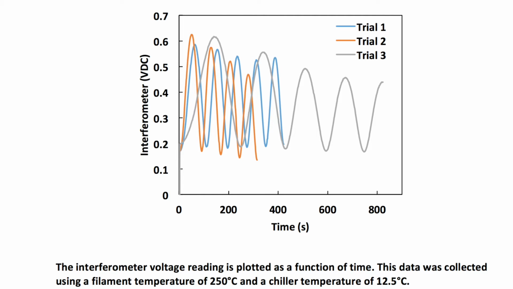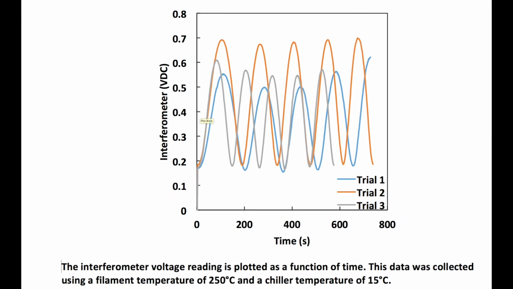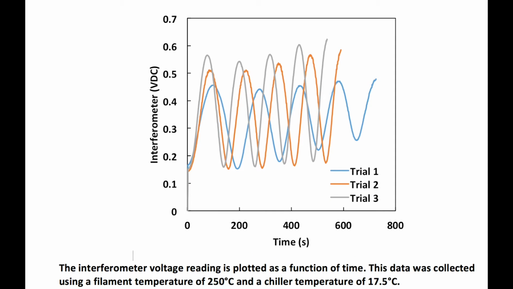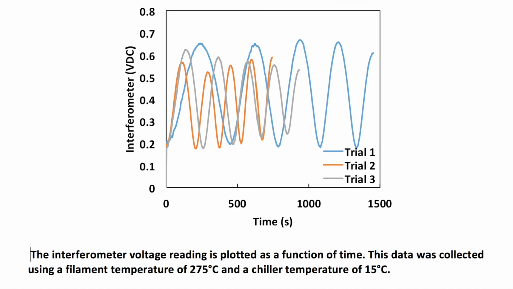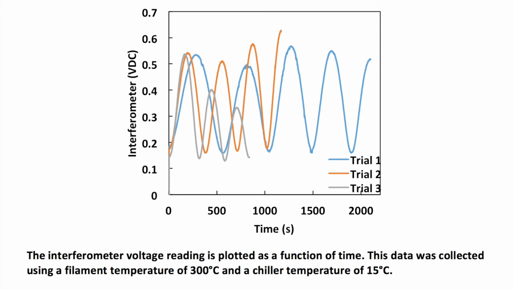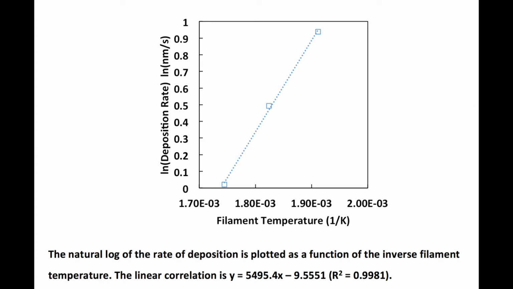The results of each trial of this experiment are shown by separate graphs plotting interferometer signal versus time. Each graph shows 3 trials taken at identical filament and chiller set points, meaning the wave period and amplitude should be the same. Plotting the natural log of deposition rate versus the inverse of filament temperature creates a linear data trend with a slope equal to the negative of activation energy divided by the ideal gas constant. Our experimental results showed an activation energy of negative 45.7 kilojoules per mole, an error of 42.4% compared to literature values.